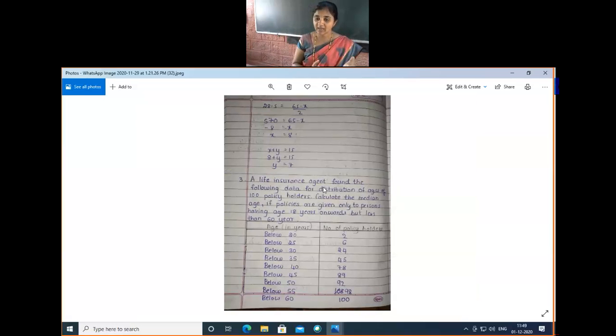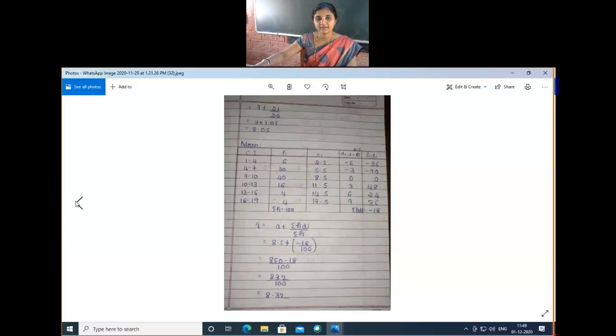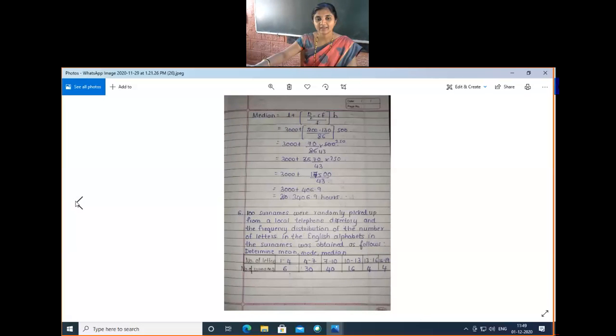What we have to do? We have to find out the class interval and frequency column. When the less than form and frequency is given, that is cumulative frequency actually. So we have to find out the class interval and frequency. What we have to do? We have to write class interval. That's it. Okay. Below 20 is given. No? So where is that page actually?